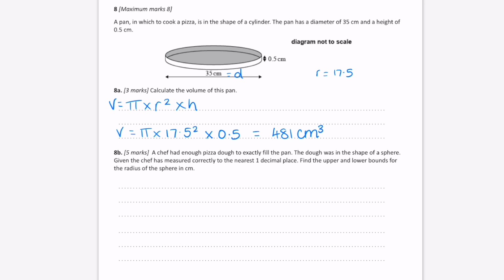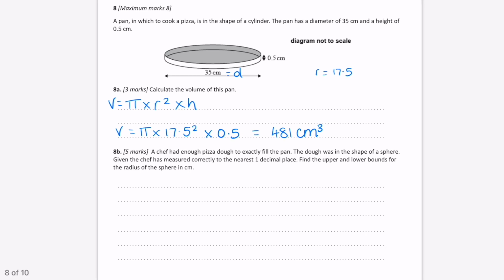We know that it's volume, which is cubed, and we can see there that the units are centimetres given in the question. So it's for 3 marks. 1 mark is for the correct use of the formula and inputting it correctly. And then the second 2 marks are for the answer and for the units. So 2 marks for the answer and the unit.